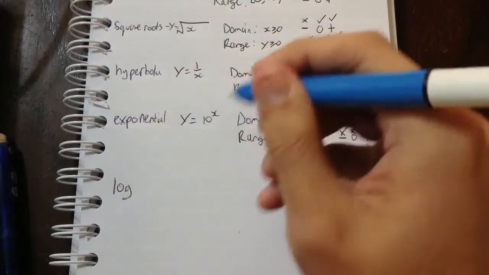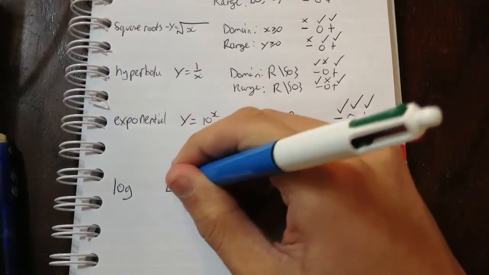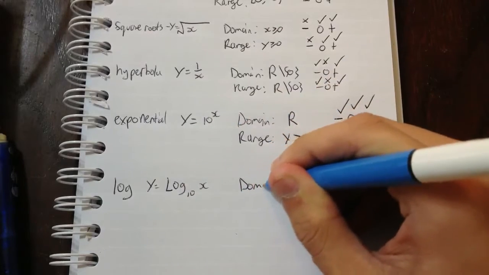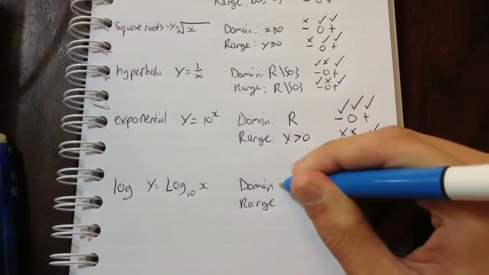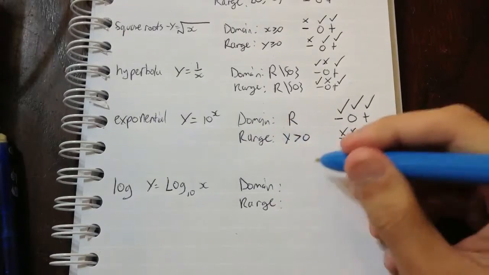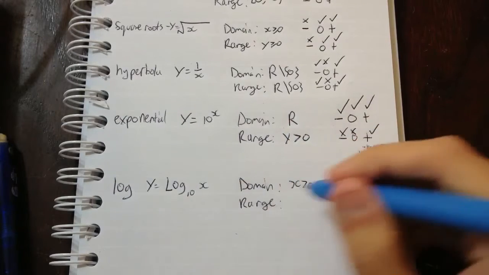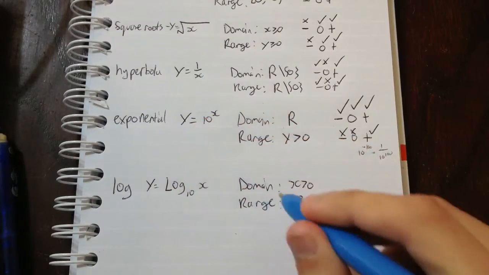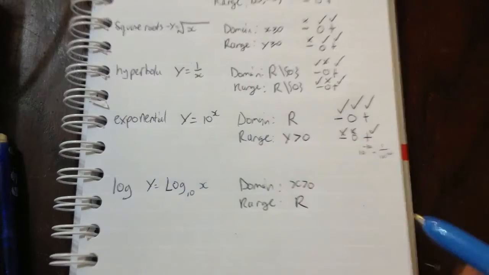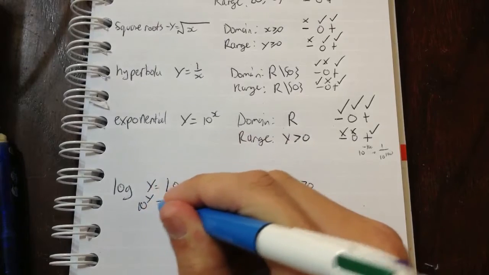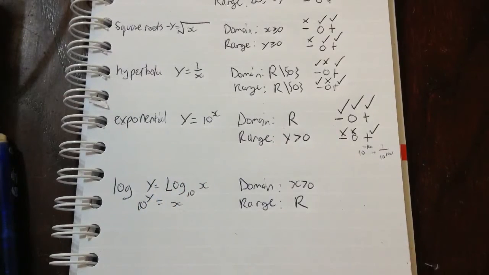And that brings us to logs. Y equals log 10 of x. What's our domain and range? Well, first of all, we know it's the inverse, so we can just swap. We know that x has to be greater than 0, and y has to be all real numbers. But I'd like to understand this in a more usable way. Because I don't really understand logs, I'll just power both sides. So 10 to the y equals x. That looks much easier. Now we know that y can be anything.